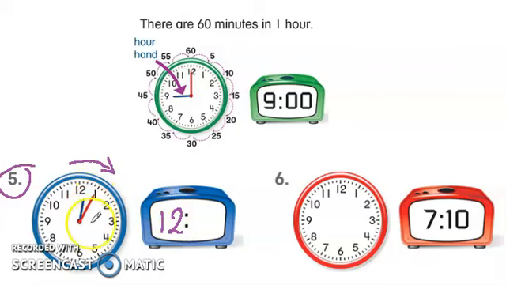And we talked about the minute hand. The minute hand is pointing to the 1, which means that if it's pointing to the 1, it is 5. So it will be 12:05. I'm going to write 05 here.